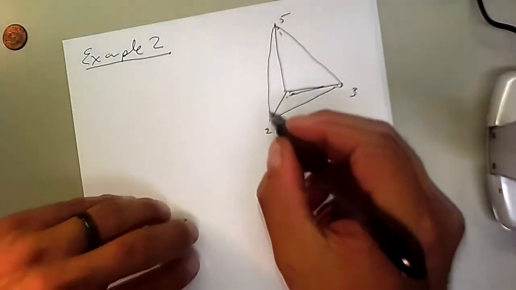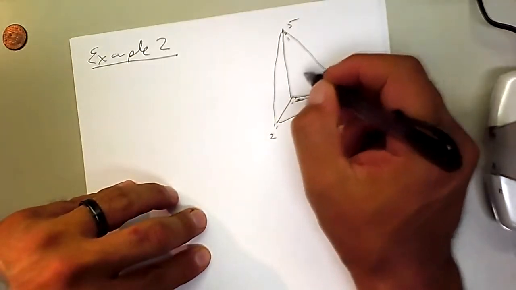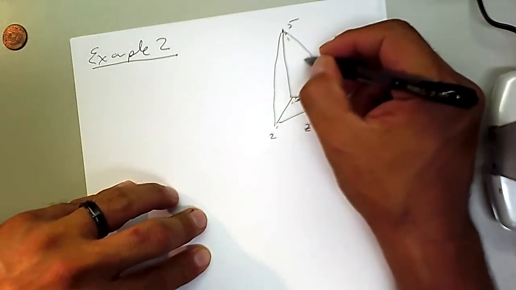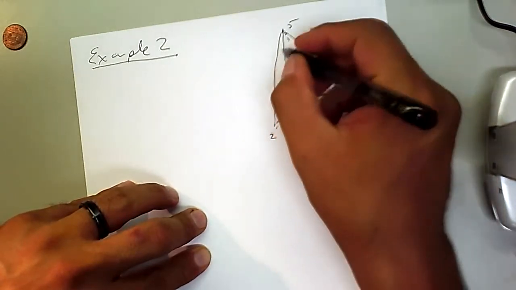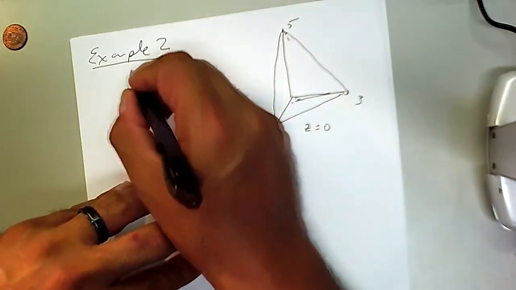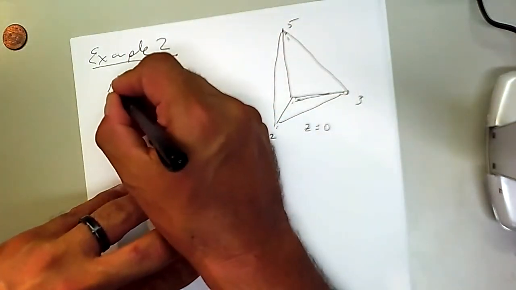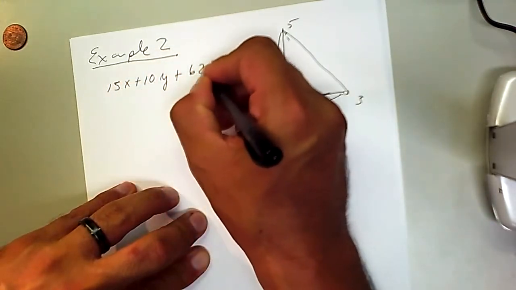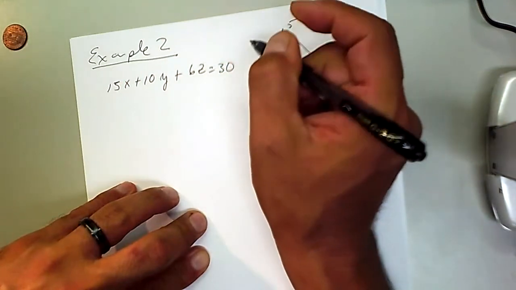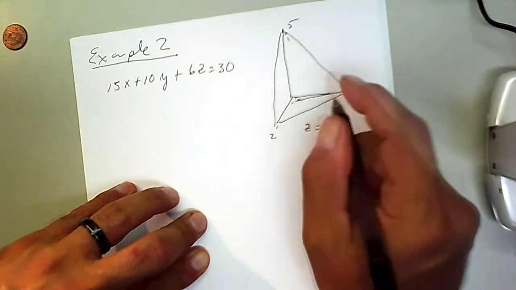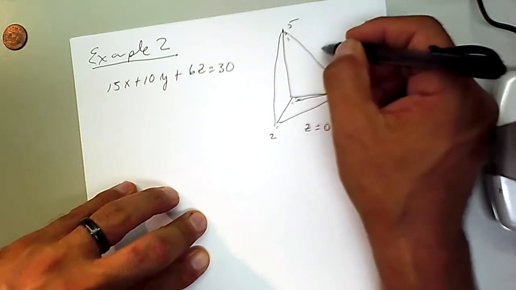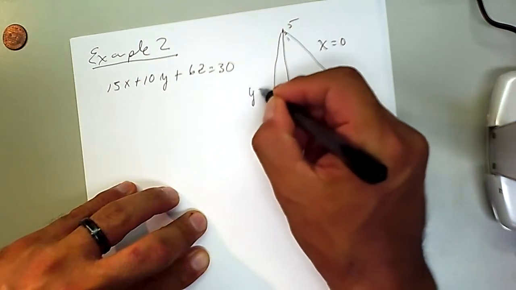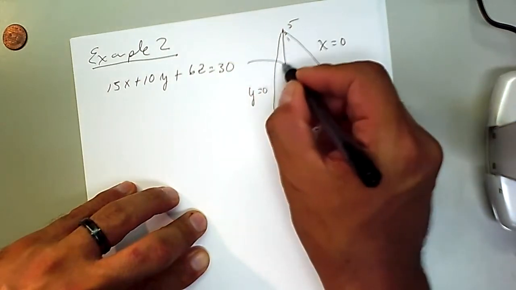It does help to know the equations of the surfaces. So the equation of the bottom surface is going to be z equals 0. The plane that is inclined is going to be 15x plus 10y plus 6z equals 30. So that is the plane. The back wall will be x equals 0. The left wall is y equals 0.